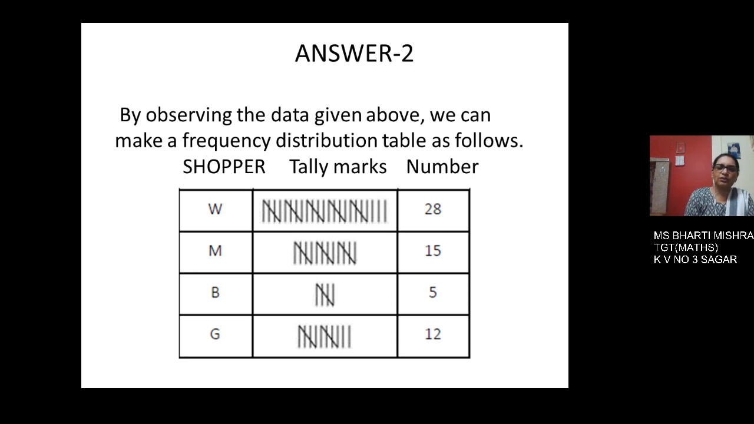Now when you are considering the M row, that is the men's row, there are 3 tallies of 5. So 3 5s are 15. Now when you are considering the row of boys, it is 1 tally. So 1 into 5 comes to be 5. Now for G, that is girls, you have got 2 tallies, that is 2 5s are 10, and 10 plus 2 comes to be 12.